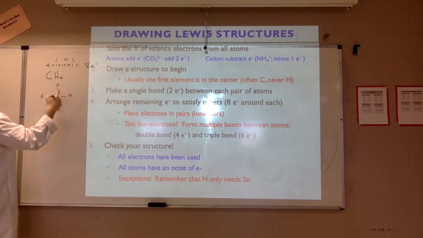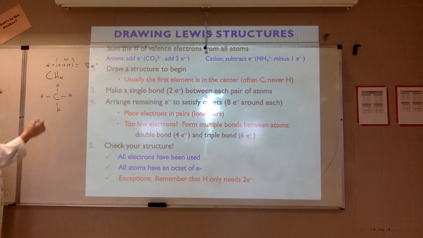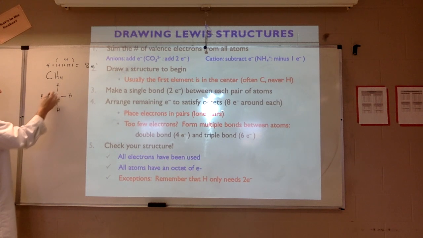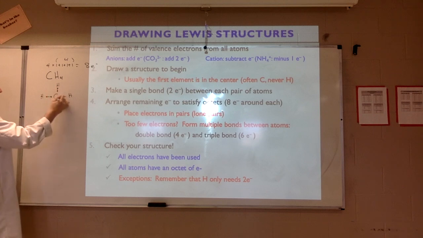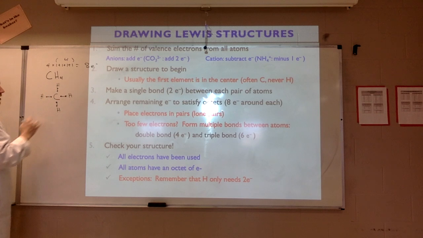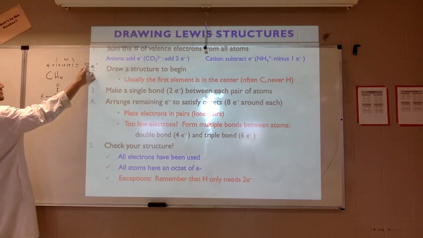Keeping in mind that each single bond represents 2 electrons, sometimes some people will draw these in here. It's a little bit of extra work, but if it helps you visualize, at least early here in our process, it's not a bad idea to do it. With 2, 4, 6, 8, we've used all 8 electrons.